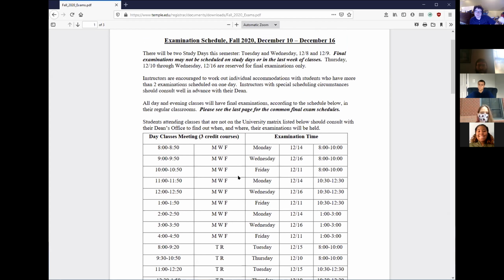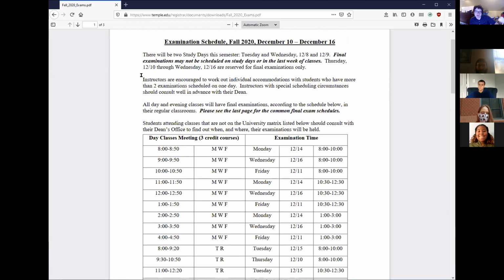Also, since many of you are freshmen, you should see this clause over here. Instructors are encouraged to work out individual accommodations with students who have more than 2 examinations scheduled in one day. That's just a polite way of saying you should not take more than 2 exams in one day. If you have 3 exams in one day, you need to tell somebody to move in terms of final exams. And of course, I am more than willing to move and make time for you.